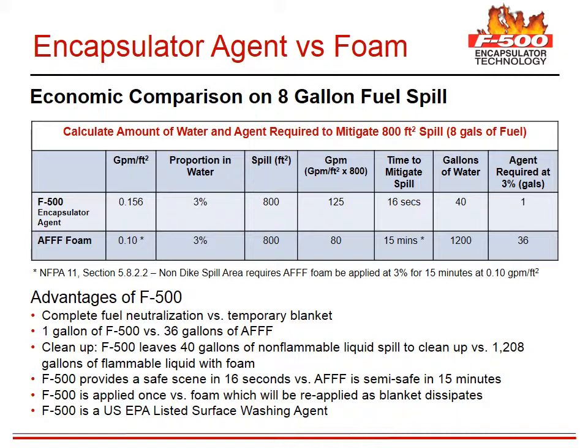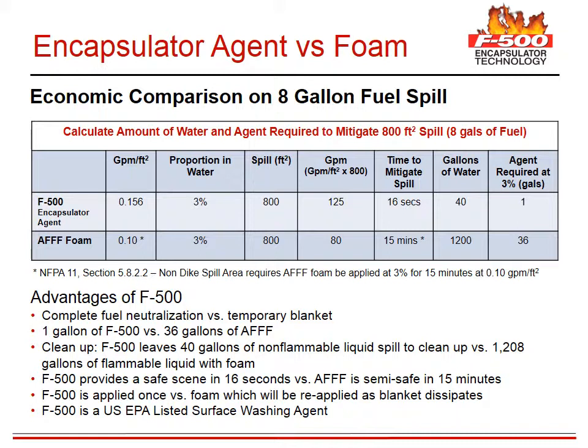To mitigate a hydrocarbon spill, NFPA 11 requires foam be applied for 15 minutes at 3%, at 1/10 of a gallon per square foot. F500 extinguishes the fire quickly, but has one other major attribute as a U.S. EPA-listed surface washing agent. Once applied, the F500 encapsulates the hydrocarbons, rendering them non-flammable.